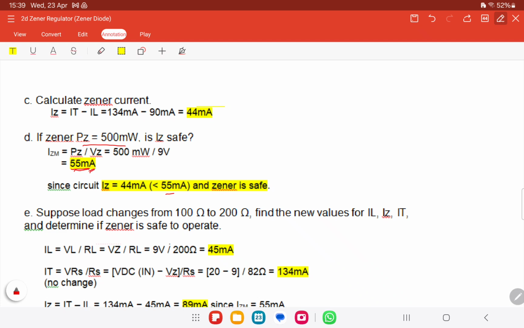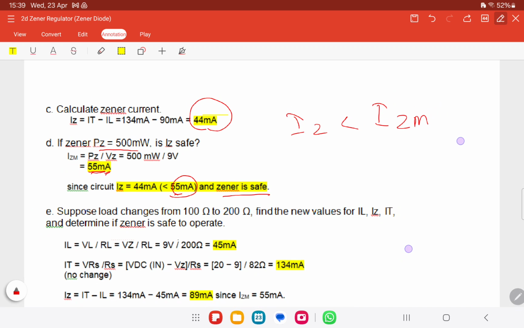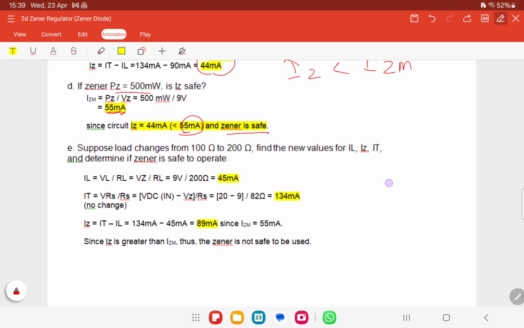So you can get this one. But now, from calculation, the value of IZ is 44 milli. But then the data sheet for the Zener diode is 55 milli. So you can conclude it is safe, because IZ is less than IZM. Okay, ini contoh soalan.